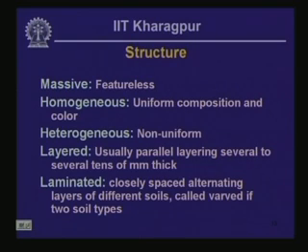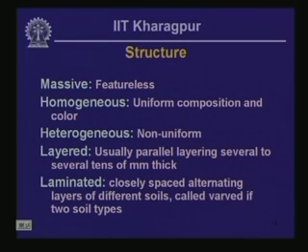Then you have to mention structure. You have to talk about the structure of a particular deposit. Now, structure could be massive. Massive structure is relatively homogeneous and featureless, with no joints or bedding planes apparent within the unit of soil or rock.